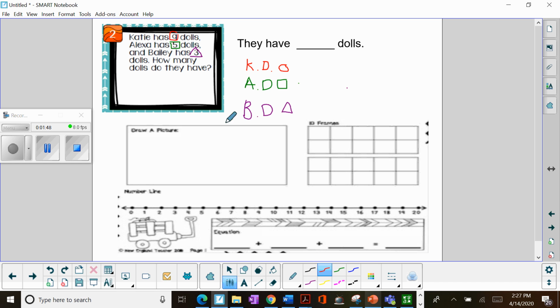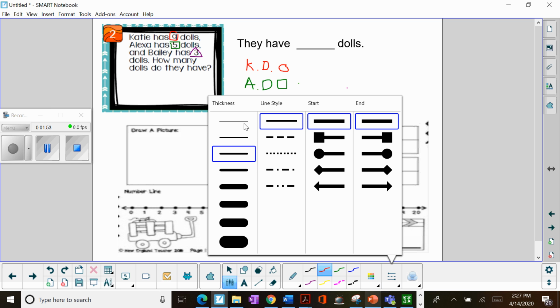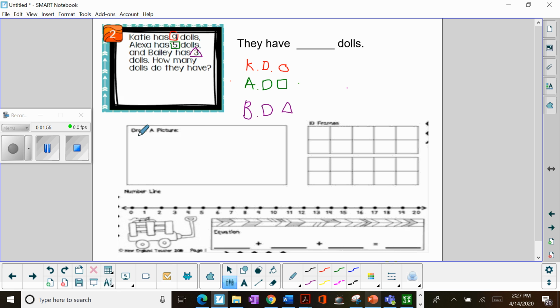So I need to draw 9 circles to represent Katie's dolls. 1, 2, 3, 4, 5, 6, 7, 8, 9.